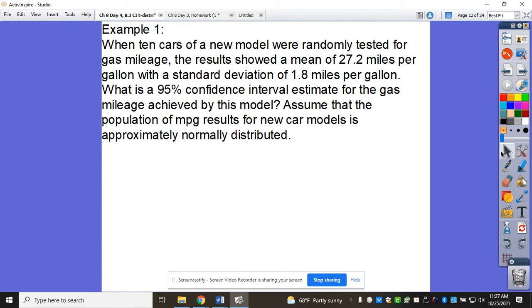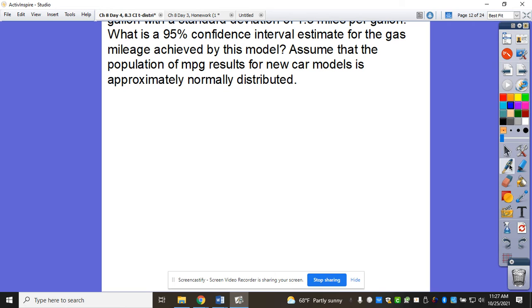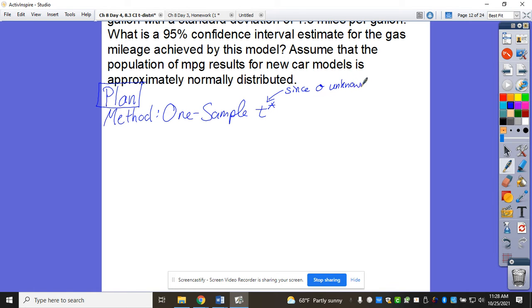Alright, plan. I could copy this over. What's our first part of plan? We know this method is going to be a... which critical value am I choosing? T. Why am I choosing T? And then interval for means.